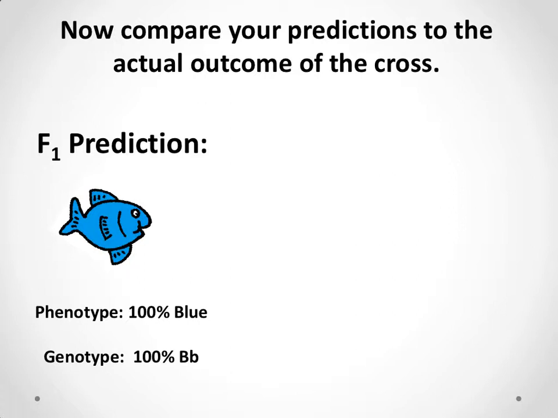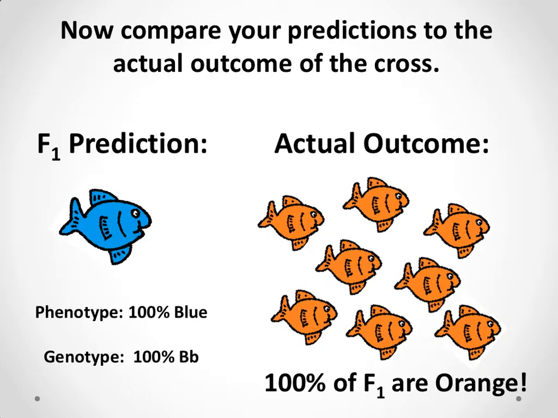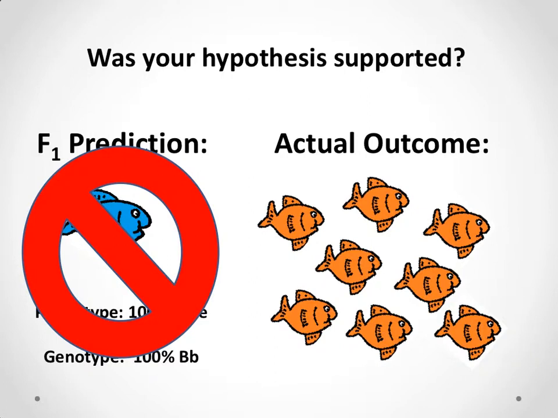Let's take a look. This is the actual outcome of our experiment. 100% of the F1 are orange, completely the opposite of what we suggested in our hypothesis. Was the hypothesis supported? No. Is that okay? Yeah, because we can still draw conclusions about this experiment.